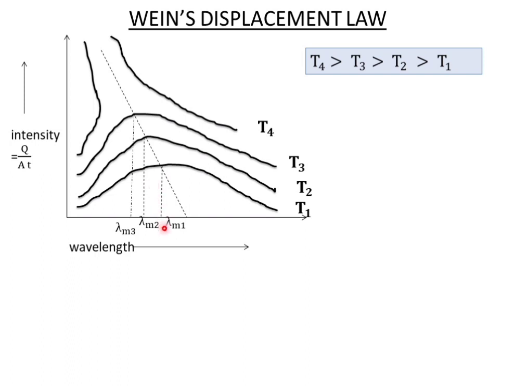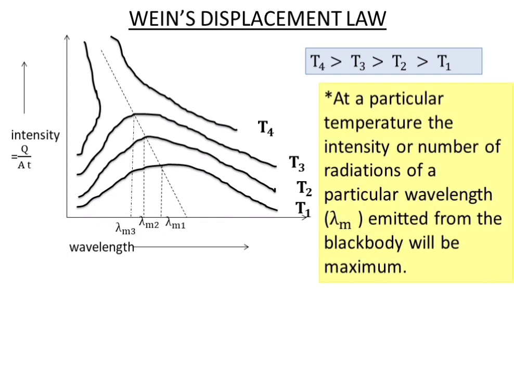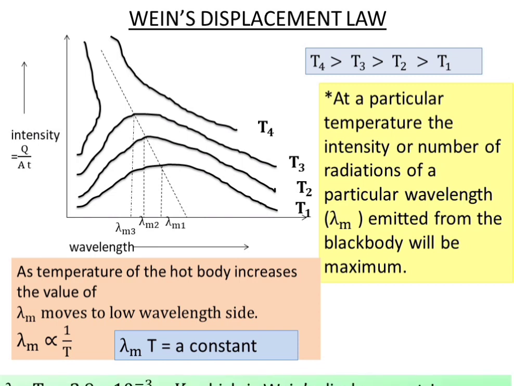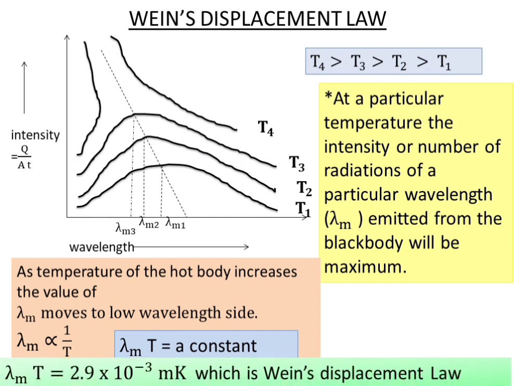We can see that as temperature increases, lambda m shifts towards the low wavelength side, that is lambda m1 is greater compared to lambda m2. At a particular temperature, the intensity of radiations of a particular wavelength lambda m emitted from the black body will be maximum. As the temperature of the hot body increases, the value of lambda m moves to the lower wavelength side, that is lambda m is inversely proportional to temperature, or lambda m × T equals a constant.